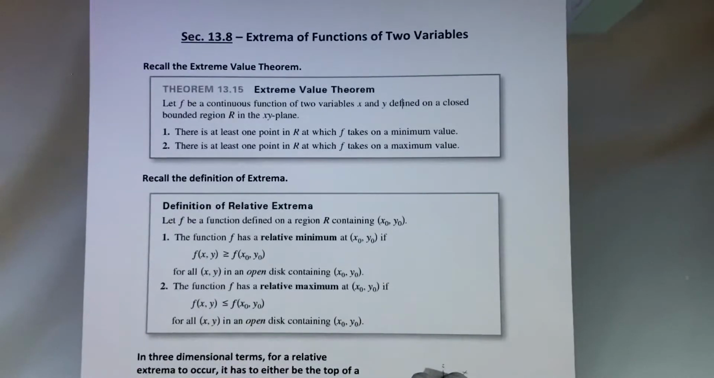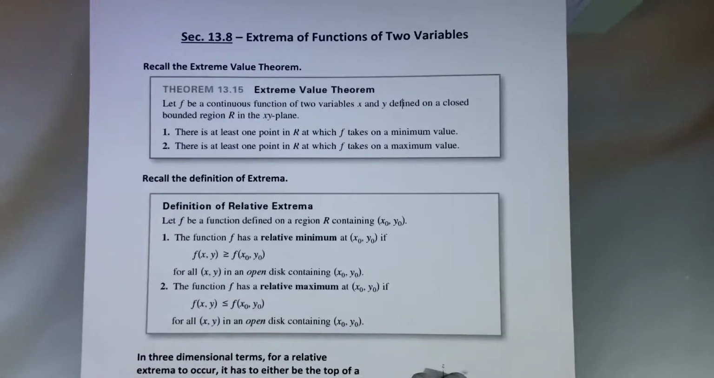So let's talk about the extreme value theorem, as a recall from life. If f is a continuous function of two variables defined on a closed bounded region R, there's at least one point in R at which f takes on a minimum and one that takes on a maximum. So this is really just an extension to two variables. Recall the definition of extrema.